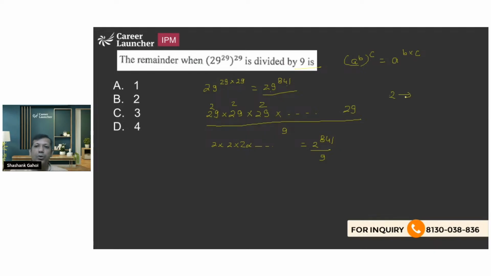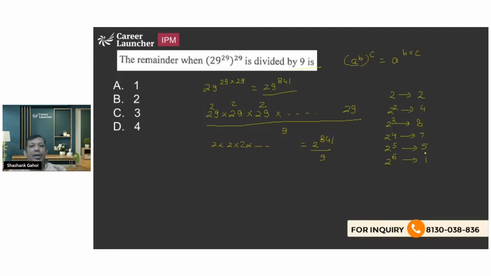So 2 को अगर मैं 9 से डिवाइड करूं, I am going to get a remainder of 2. 2 square is 4. 4 को 9 से डिवाइड करूं, remainder will be 4. 2 cube is 8. 8 को मैं 9 से डिवाइड करूं, remainder will be 8. 2 power 4 is 16. 16 को मैं 9 से डिवाइड करूं, रिमाइंडर आएगा 7. एंड 2 power 5 is 32. 32 को उससे डिवाइड करेंगे, रिमाइंडर आएगा 5. एंड 2 power 6 को अगर 9 से डिवाइड करेंगे, रिमाइंडर आएगा 1.